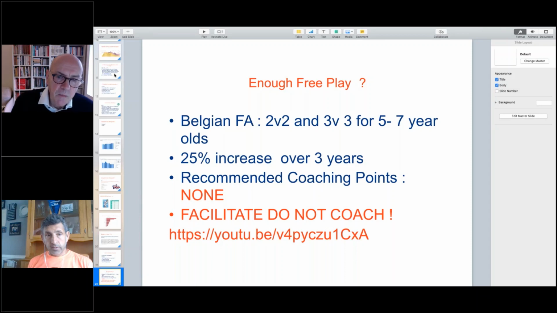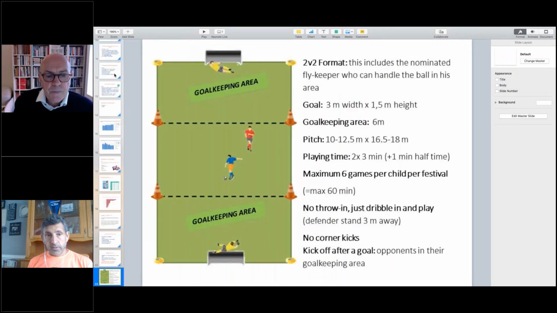It's playful competition. And woof, they've had an increase of 25% in those ages over the last 3 years. There's an example of the sort of thing many of us used to play. Just very, very simple. 2 versus 2.